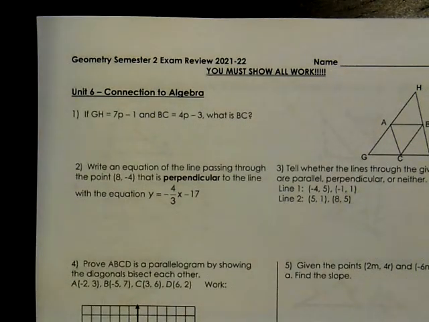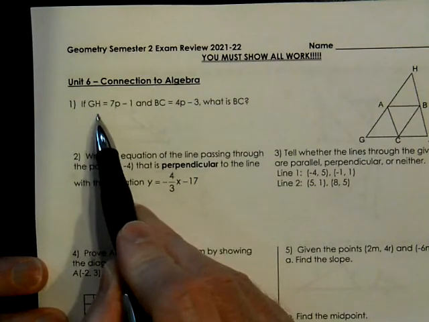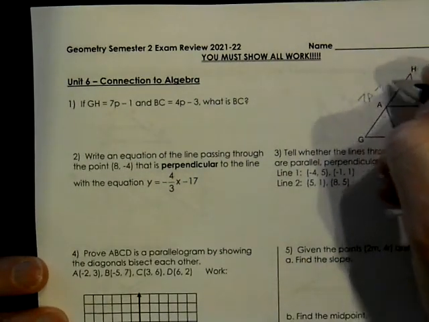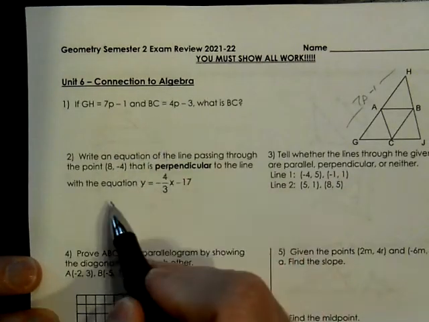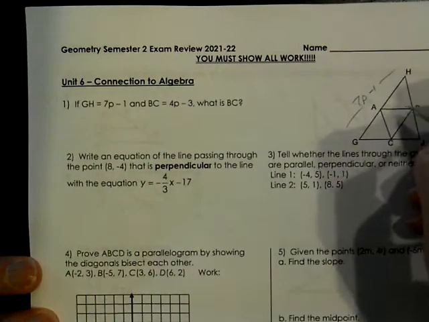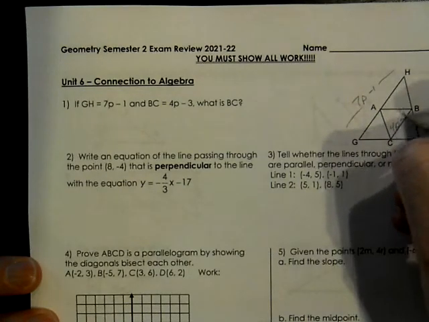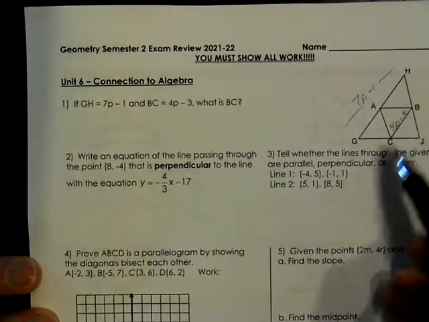This is the semester two geometry exam review. So we're looking at GH as 7P minus 1. We're looking at BC as 4P minus 3, and we want to know what is the length.